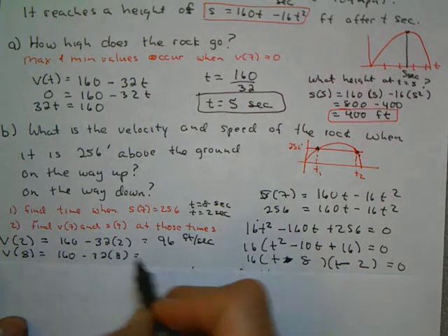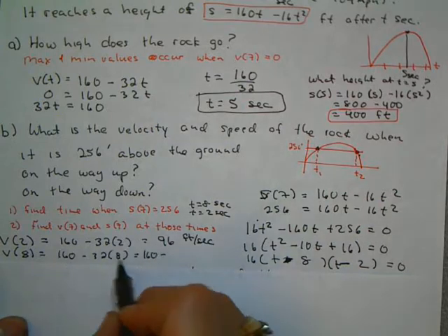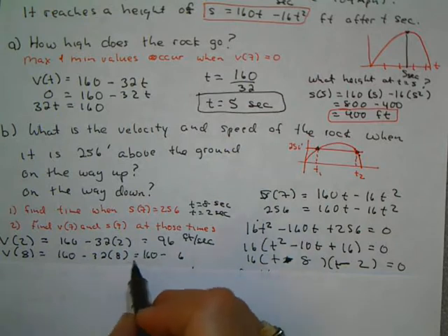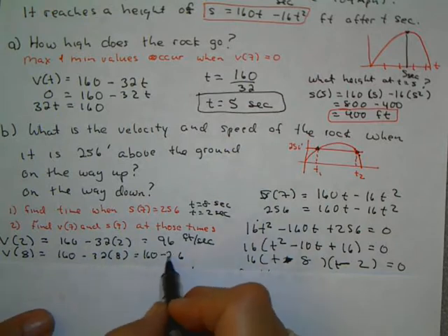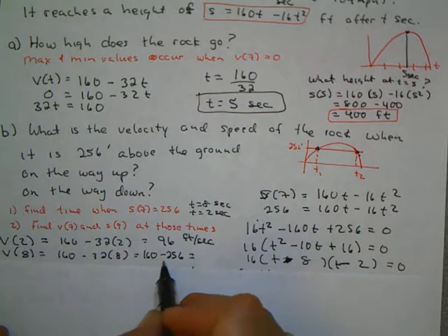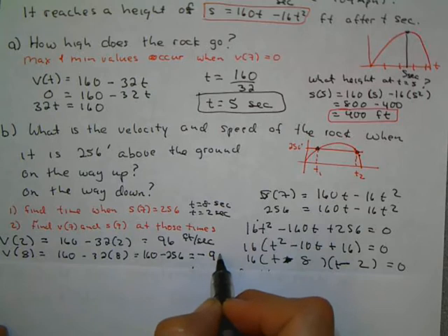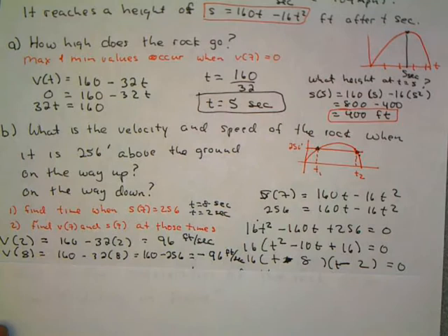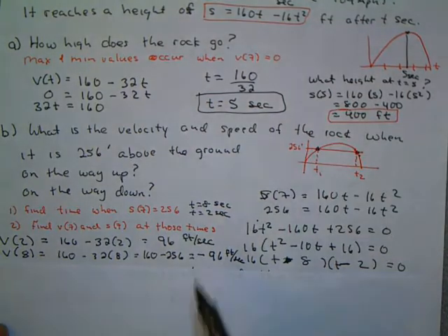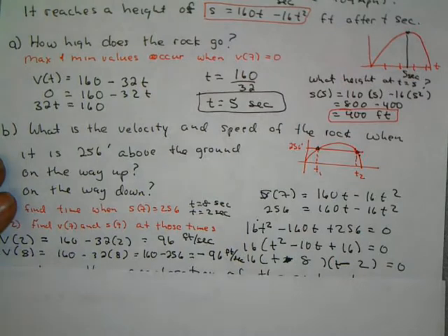Well, that's 160 minus, I'm going to have to do that one. 8 times 2 is 16, carry the 1, 8 times 3, 24, 25, 256. So that's going to be a negative velocity, 160 minus 256, 96 feet per second, I believe. So negative 96 feet per second. That negative just says it's going down. Okay? And I'm going to run out of time on this video, so we will talk about the rest of this in the second part.